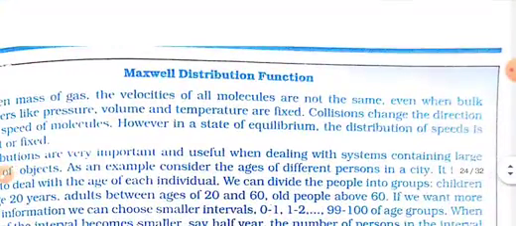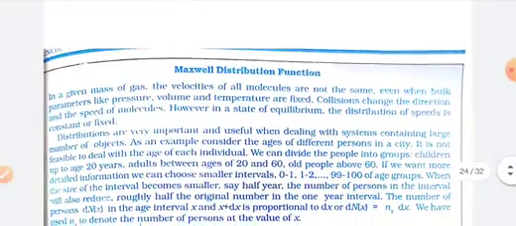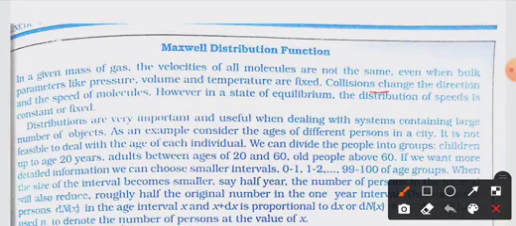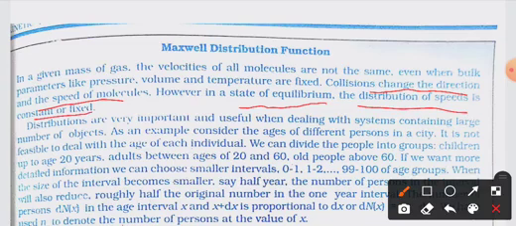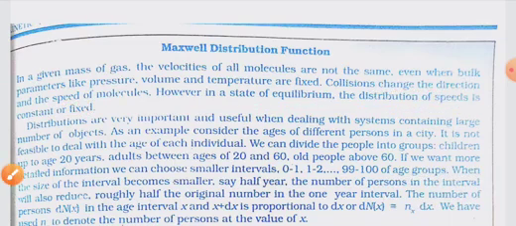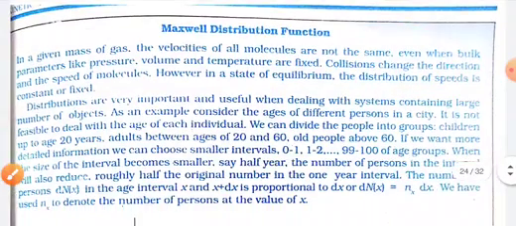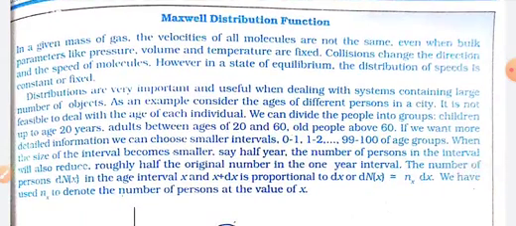Now the next topic is Maxwell's distribution function. In a given mass of gas, the velocities of all molecules are not the same. We know that. Even when bulk parameters like pressure, volume and temperature are fixed, the velocities of all the molecules are not the same. That's why we have taken the average velocities. Collisions change the direction and the speed of the molecules. However, in a state of equilibrium, the distribution of speeds is constant or fixed. If we consider the equilibrium state, then how much speed is distributed in different ranges will be the same or fixed.